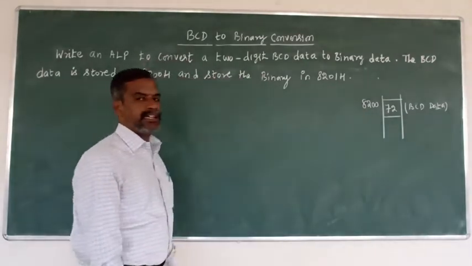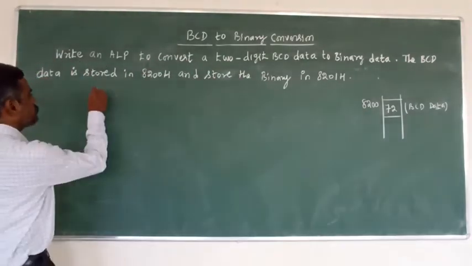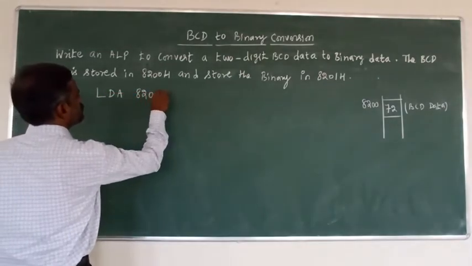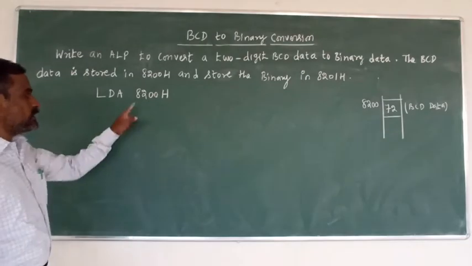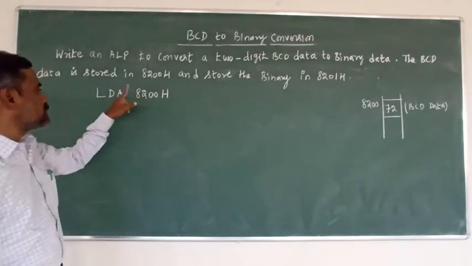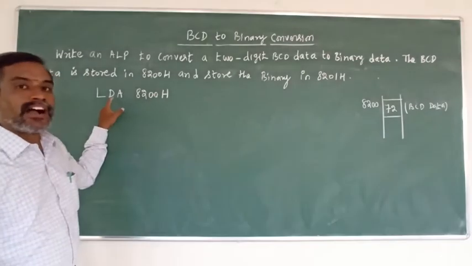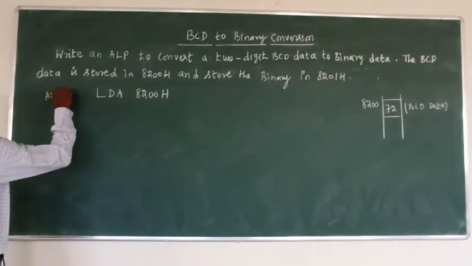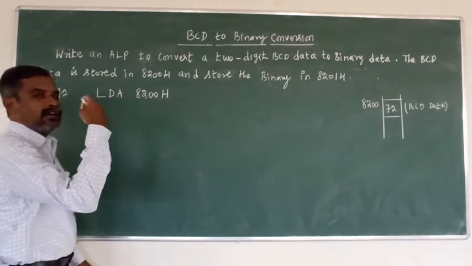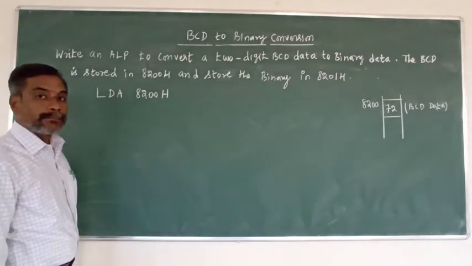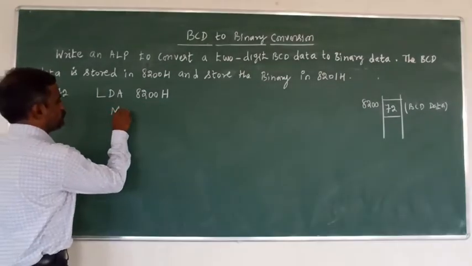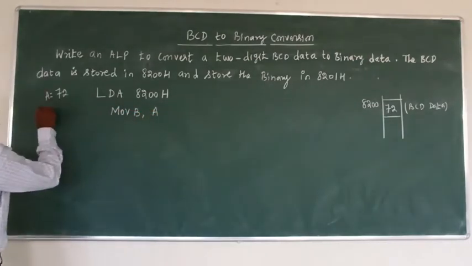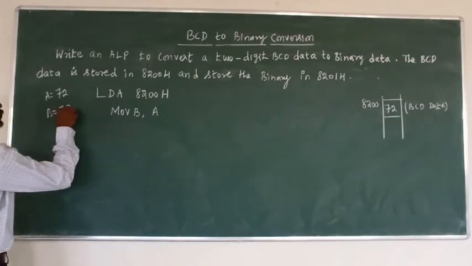This is to load the single data. For that we can use LDA 8200H. The data at address 8200 is loaded directly into the accumulator. Now the accumulator holds 72. The same data we can move into the B register also: MOV B, A. Now register B also holds 72.